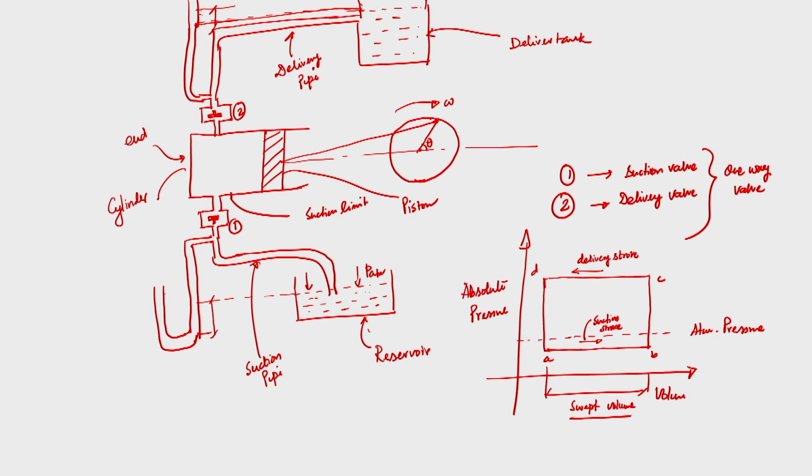During the suction stroke the pressure inside the cylinder is below atmospheric pressure, indicated by line AB, while the pressure during the delivery stroke is always above atmospheric pressure because the delivery tank is open. Of course, we have to have higher than atmospheric pressure, otherwise there will be no driving force for the fluid to flow from the delivery pipe to the delivery tank, and that is represented by CD. Now, at the end of the suction stroke and beginning of the delivery stroke, pressure rises abruptly along the line BC.